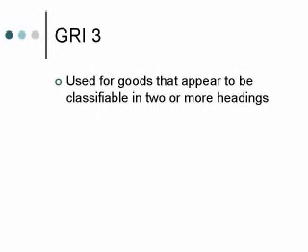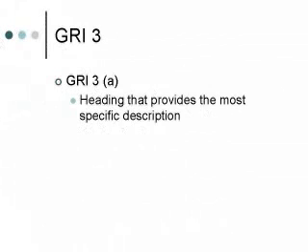In this session, we will be covering the third General Rule of Interpretation, or GRI 3. GRI 3 is used for the classification of goods that are prima facie, Latin for at first view, classifiable under two or more headings. In such instances, the goods are classified pursuant to this rule on the following three criteria, taken and presented in order.